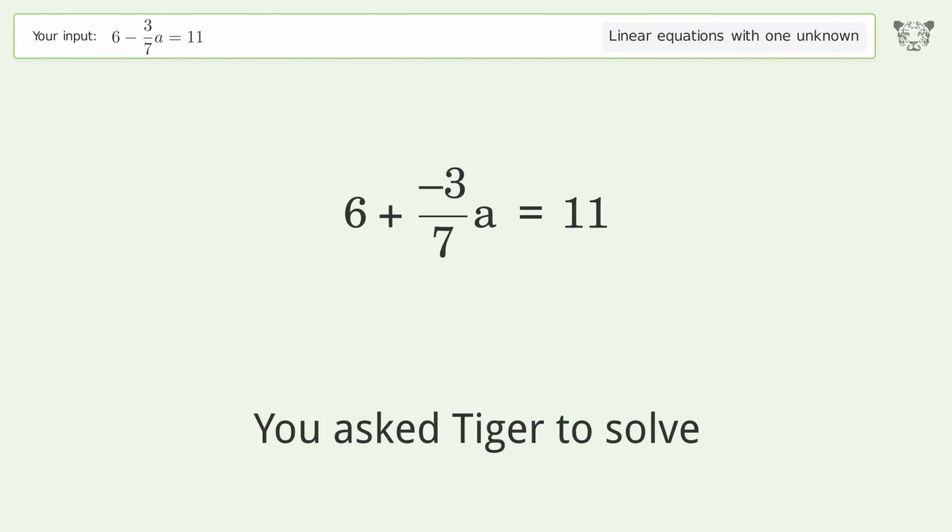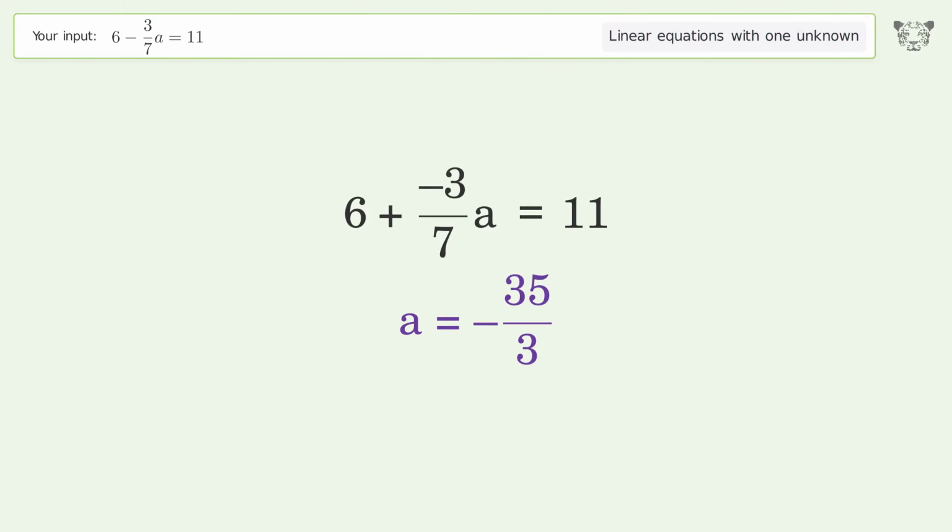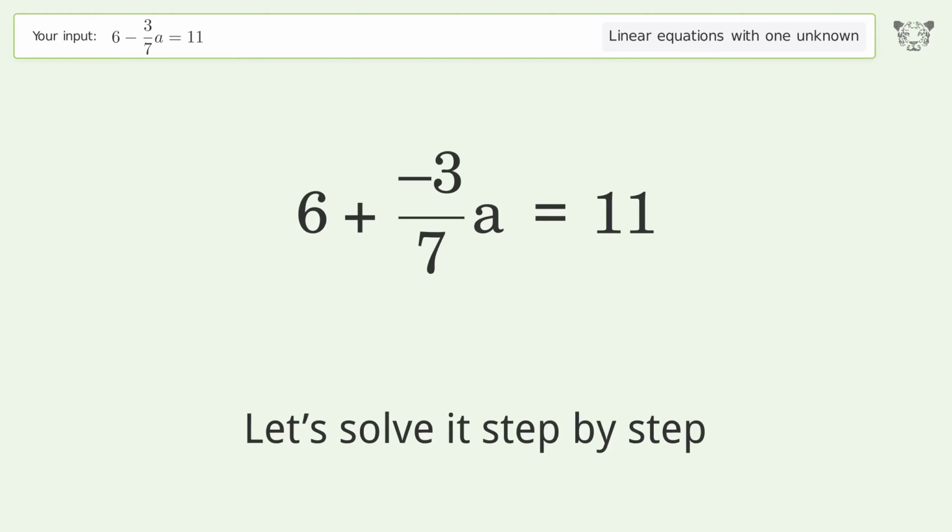You ask Tiger to solve. This deals with linear equations with one unknown. The final result is a equals -35/3. Let's solve it step by step.